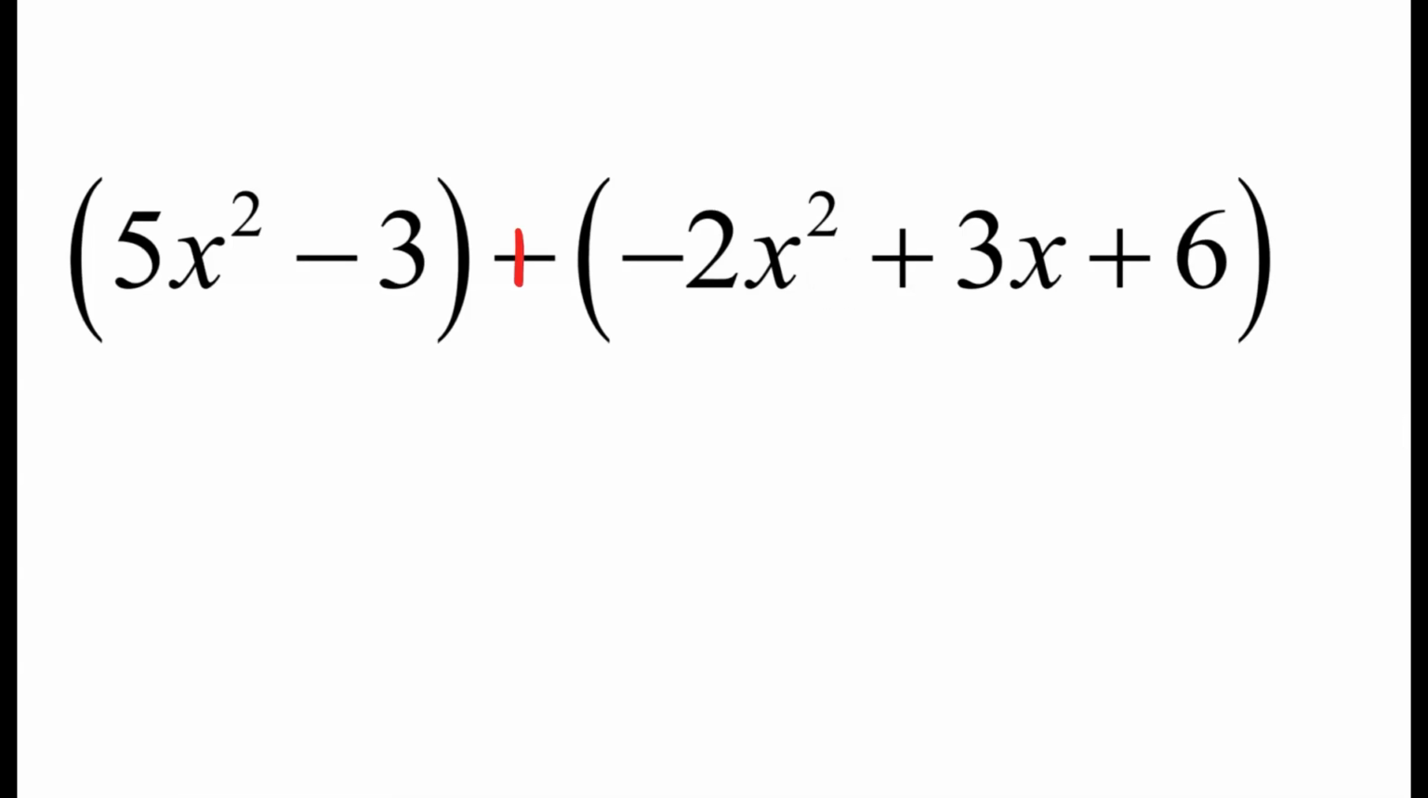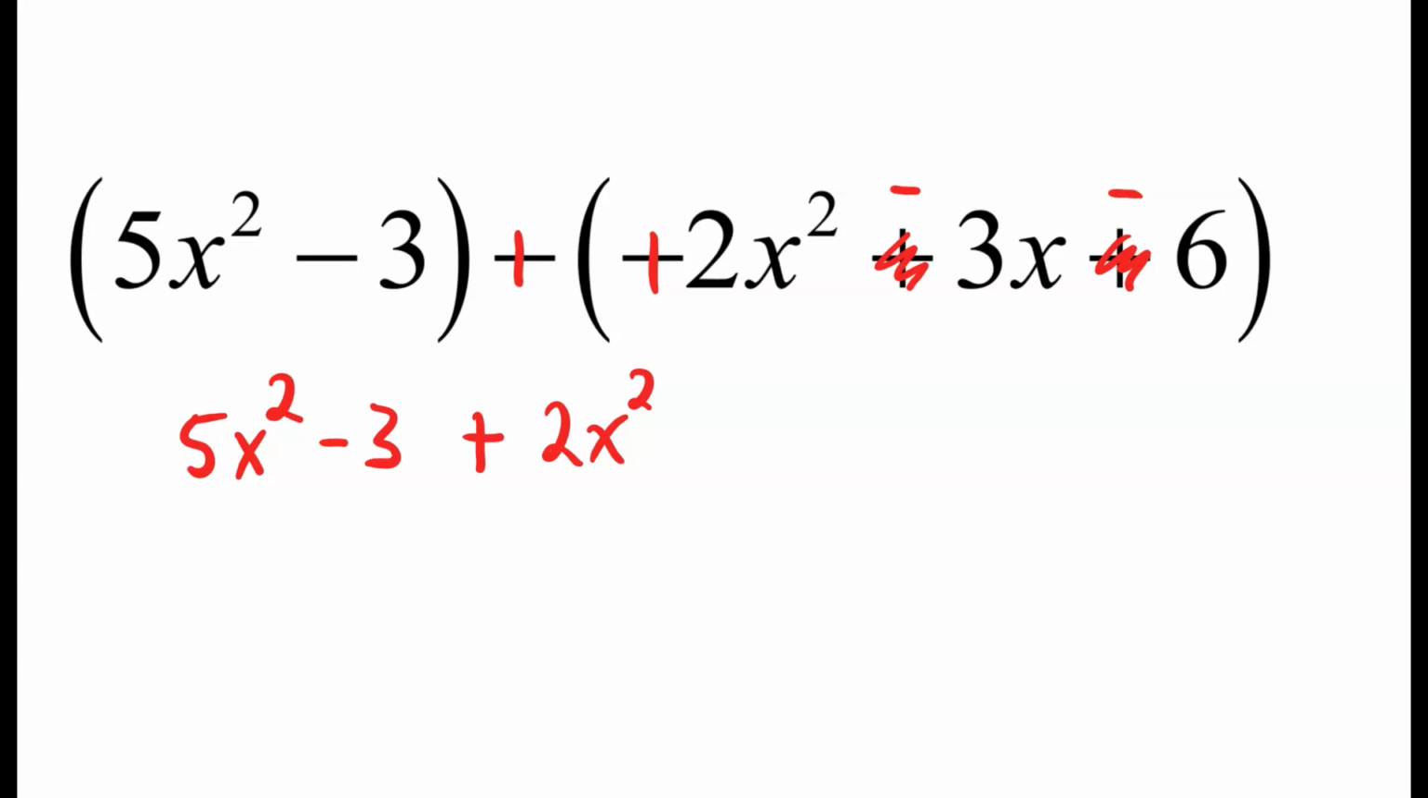So this changes to a plus, this changes to a plus, this changes to a negative, and this changes to a negative. So what we have is 5x squared subtract 3 plus 2x squared subtract 3x subtract 6.